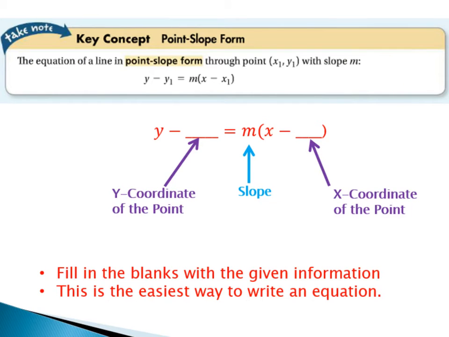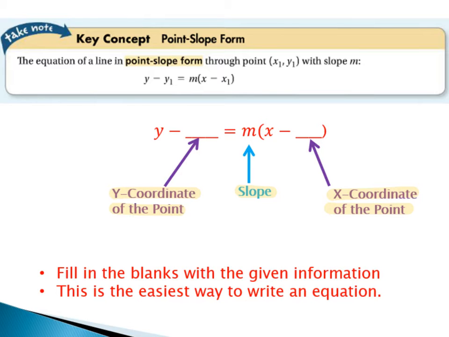The point-slope form is another way of writing an equation. In this equation, you're going to fill it in with the coordinates of a point and the slope. In the first blank, you fill in the y-coordinate of the point. In the next blank, you fill in the slope. And finally, you fill in the x-coordinate of the point. And filling in the blanks is the easiest way to rewrite it, and it's the easiest way to write an equation.